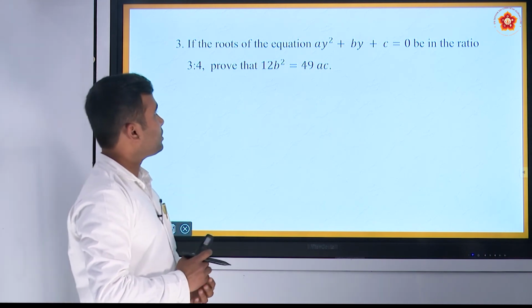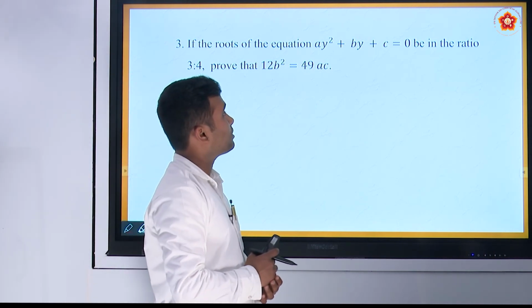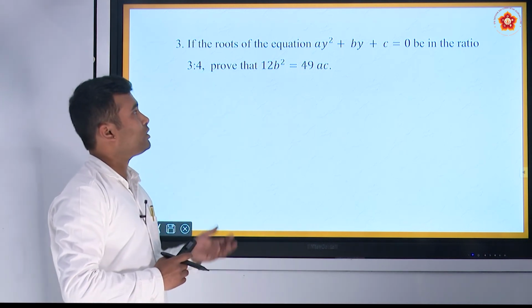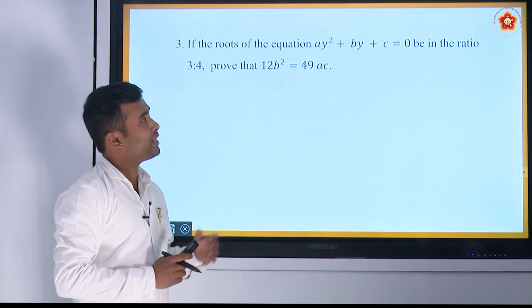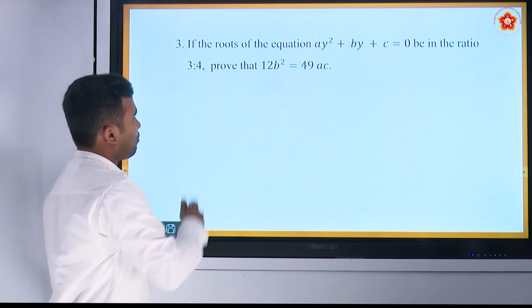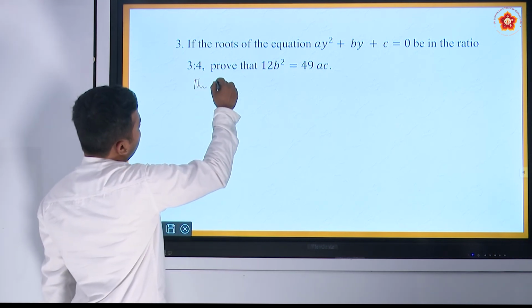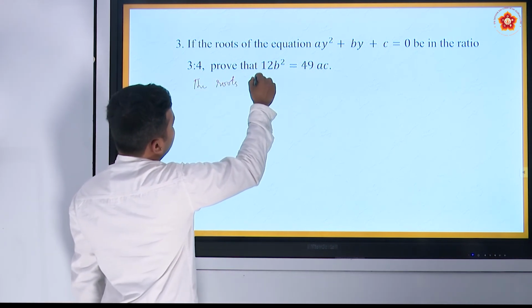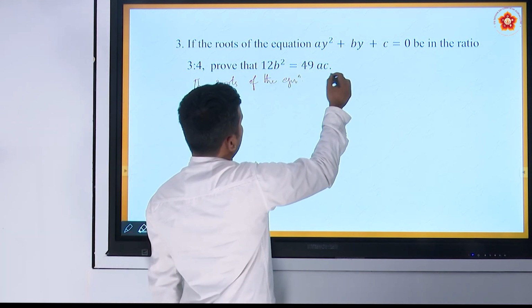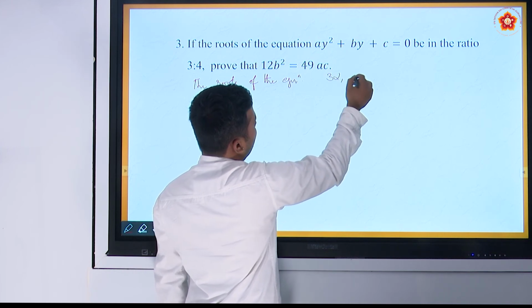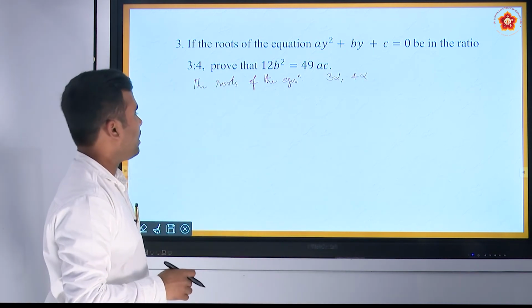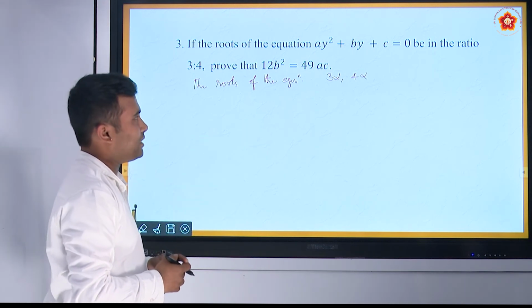Here, if the roots of the equation ay square plus by plus c is equal to 0 are in the ratio 3:4, prove that 12b square is equal to 49ac. Here the roots are given in the ratio of 3:4 for the quadratic equation. Say the roots, I can take as 3 alpha and 4 alpha. These are the two roots, and we have to show that 12b square is equal to 49ac.